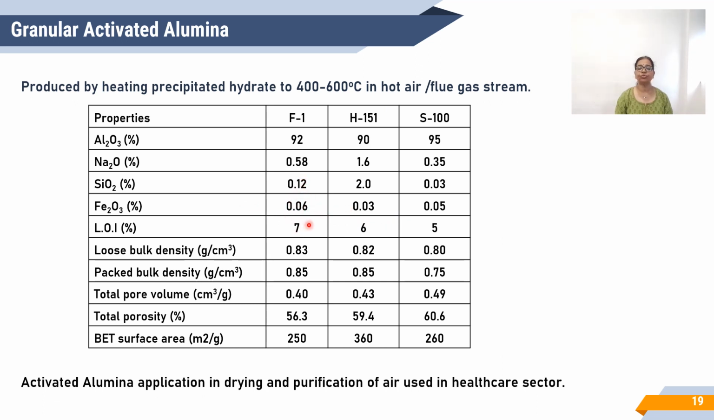With silica and Fe2O3 content of 0.12 and 0.06%. The LOI is 6.5% because it is heated to about 600 degrees centigrade. The loose and packed bulk density, pore volume and total porosity are very high, about 59 to 60%, with the BET surface area ranging from 250 to 360 meter square per gram. And this activated alumina application is in drying and purification of air, which is used in healthcare.